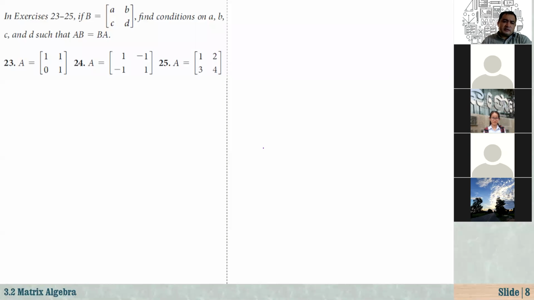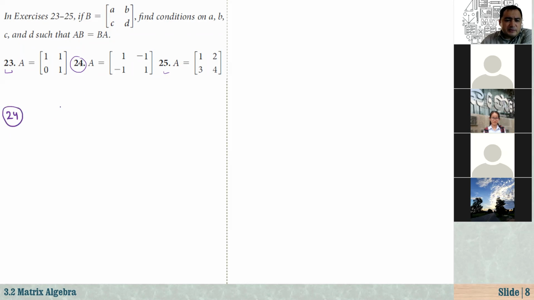Another question in exercises 23 to 25: if B is this matrix whose components are a, b, c, d, find conditions on a, b, c, and d such that AB equals BA. That means that, what does it mean? Again, here on purpose, they give a few questions so that students should practice and get deeper intuition about that AB is not equal to BA in general. All right, so A is given, right? So again, here I will do 24. And I think Yihin already did 23, 25, or maybe he will do later. So let's do this even number here.